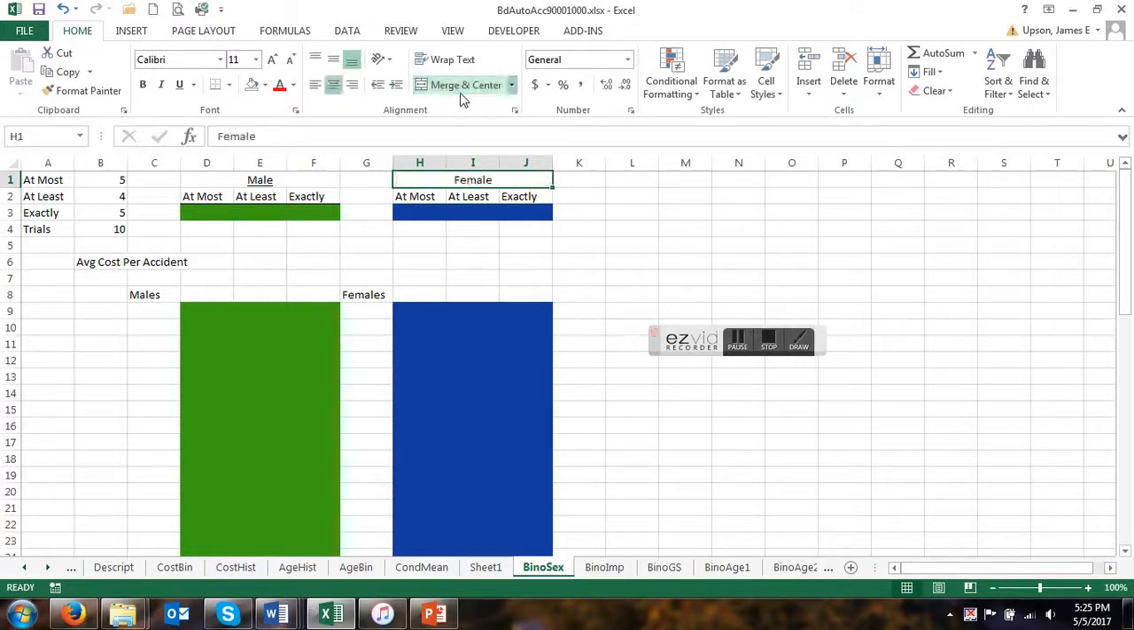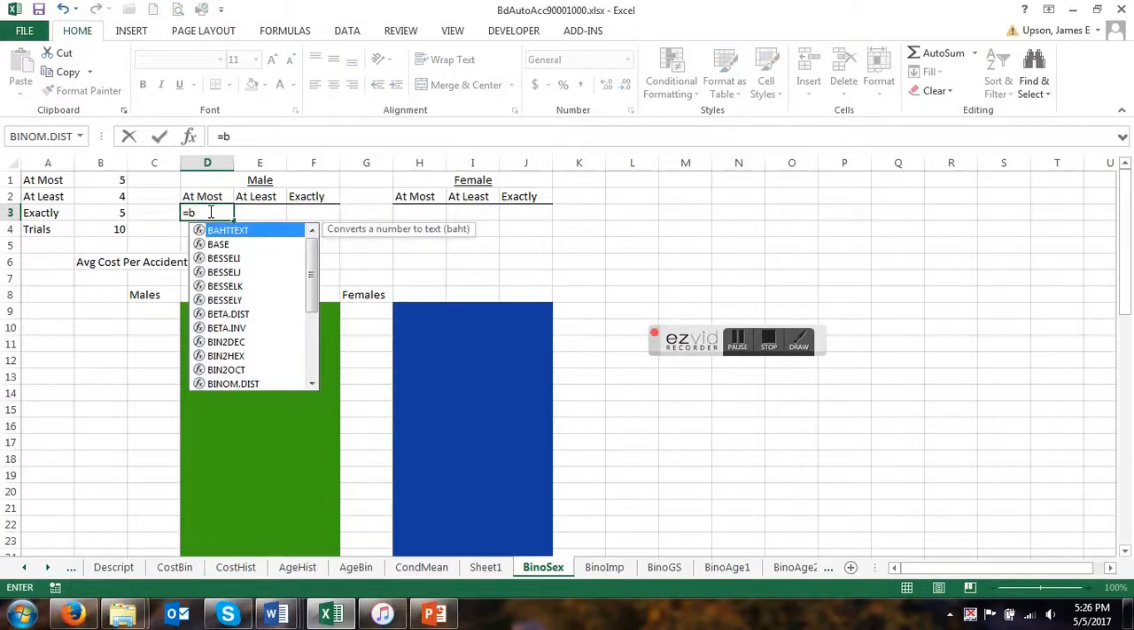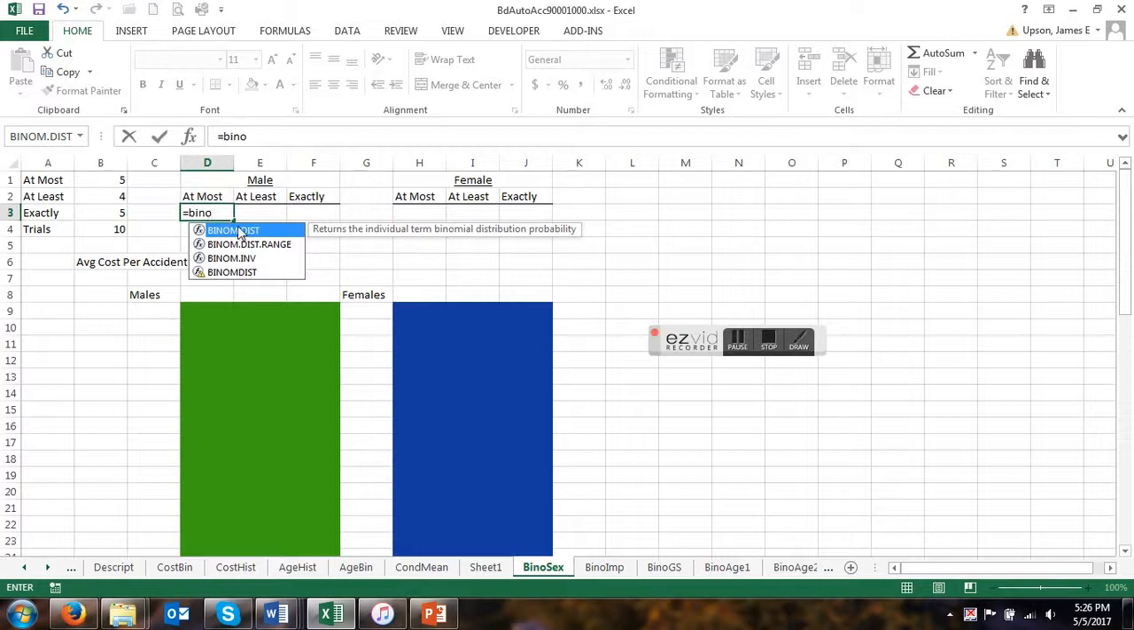It could be your boss. It could be somebody coming in after the fact. There could be a question, did this person make a mistake? I'm highlighting this group only so that I can open it up. You can see the equations a little bit easier. So we have male, we have female, and then we have our at most, at least, exactly. These are the three conditions for a binomial distribution. So we'll start with male at most. The function in Excel is equals, and I'm going to type bino and click on binomial distribution.